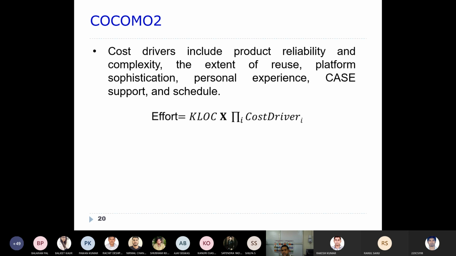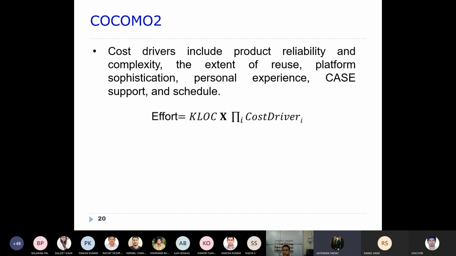So based upon this, you can now calculate the effort: KLOC multiplied by the product of the cost drivers. How many cost drivers have you taken? 7. And these cost drivers are rated on what point scale? Can anyone answer?